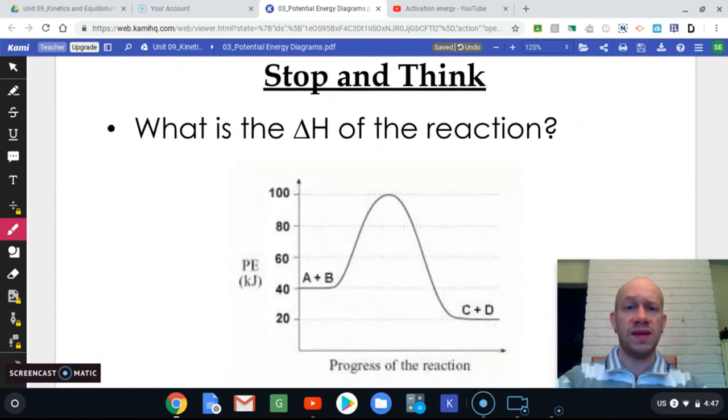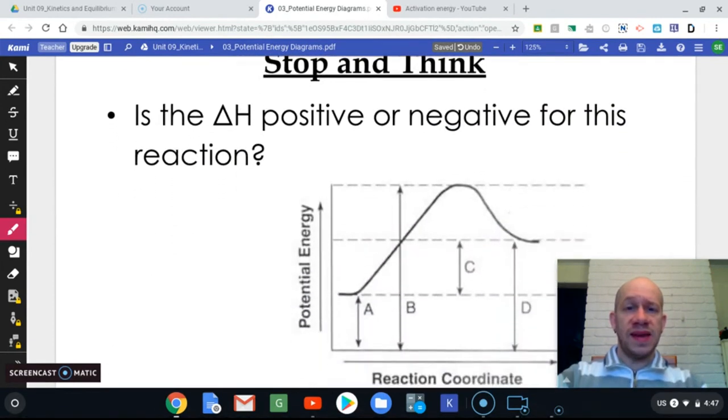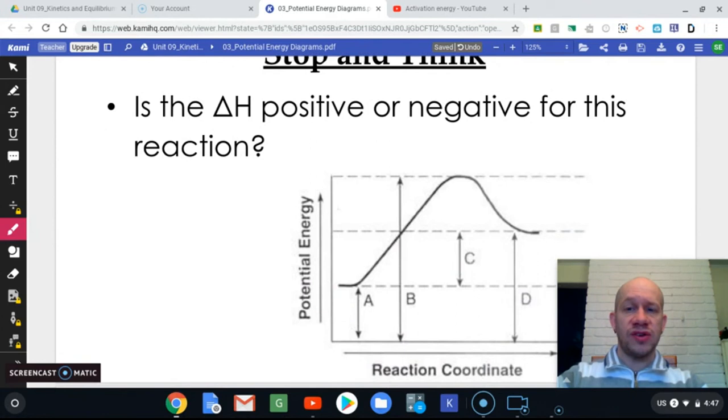So stop and think, what is the delta H of this reaction? And is the delta H positive or negative for this reaction?